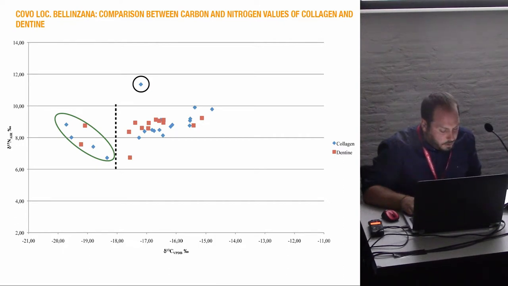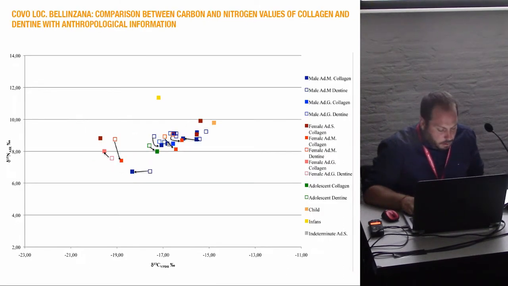Infants have higher nitrogen values. There is no significant difference based on gender. The separation of the population into two groups based on the carbon value, see previous plots, has no correlation with the anthropological data. The subject with the highest nitrogen value is the child of 2 or 3 years old, in yellow on the top. This value reflects breastfeeding and thus indicates the weaning was done when children were older.